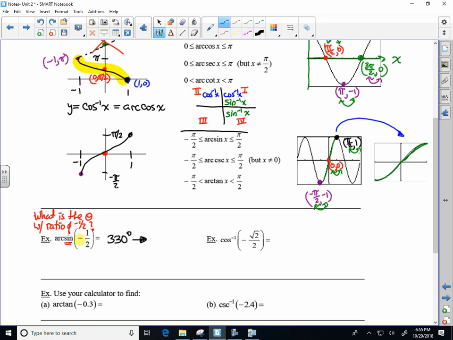Because of this particular range. This is the same as saying negative 90, and this is 90. So that if you're going around your unit circle, negative 90 is really 270.